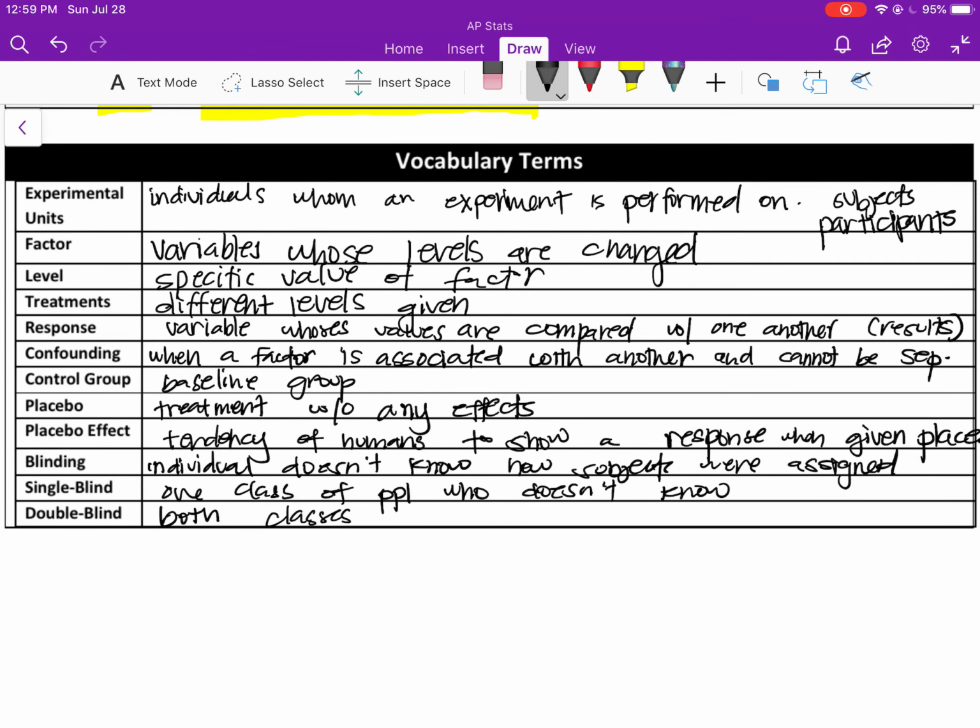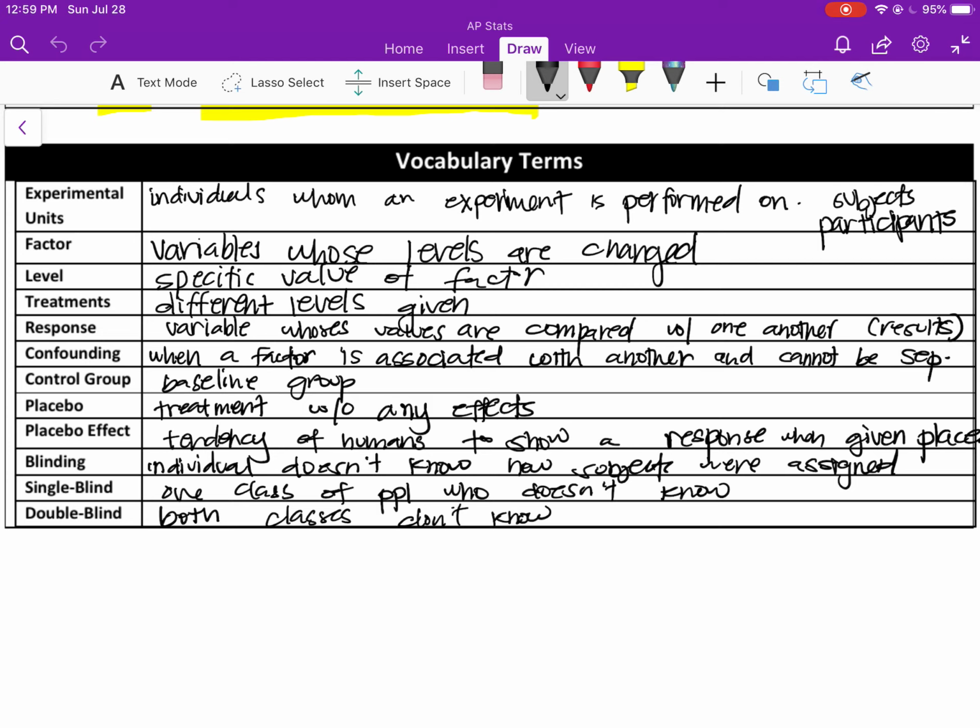Both classes don't know. So that could be, if you have two classes of people who influence the outcomes, right? Influencing meaning that can influence the results, like the subject, treatment, and administrators. A single blind would be that one of these people don't know how the treatments were assigned, and then the other class of people is those that evaluate the groups, so a judge or a physician.